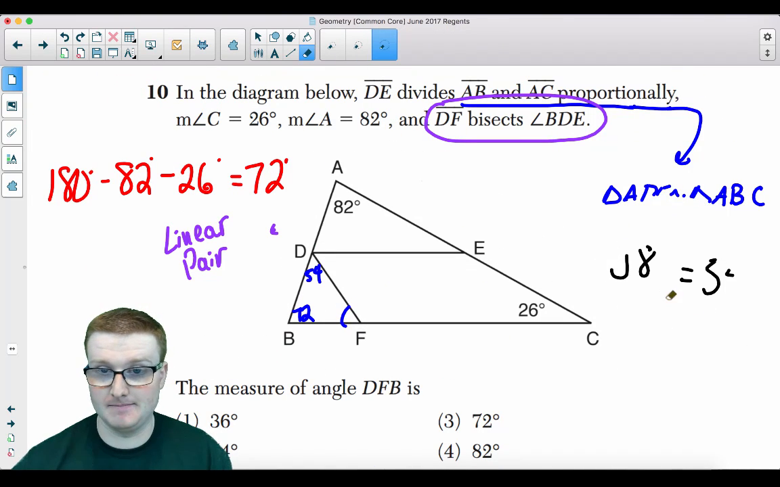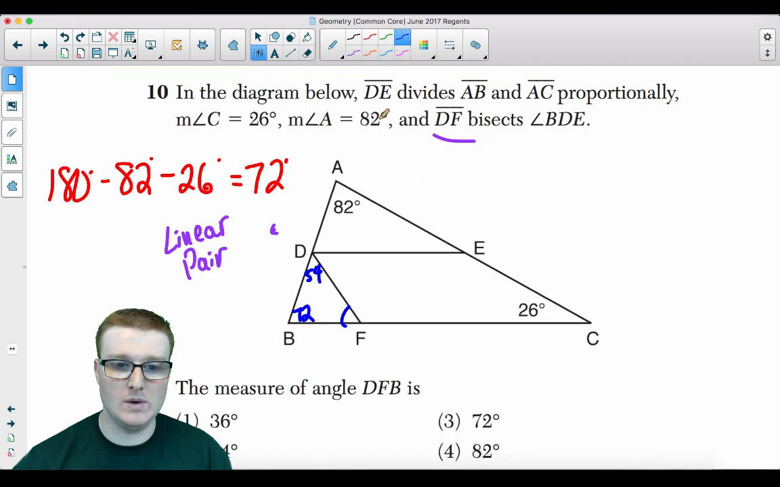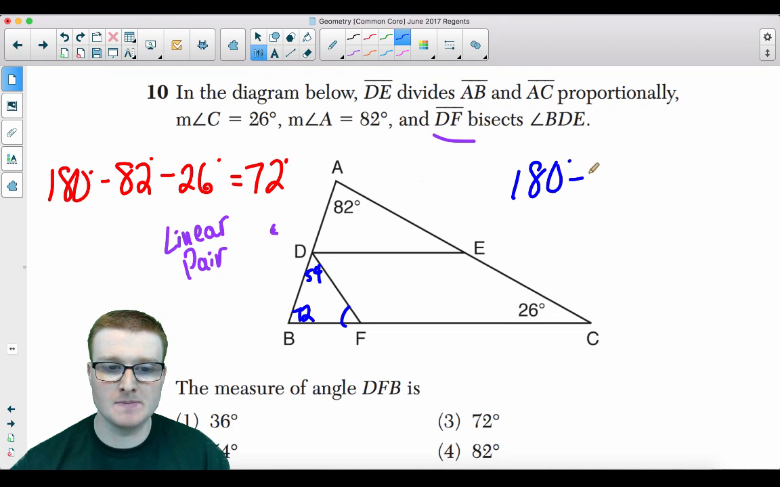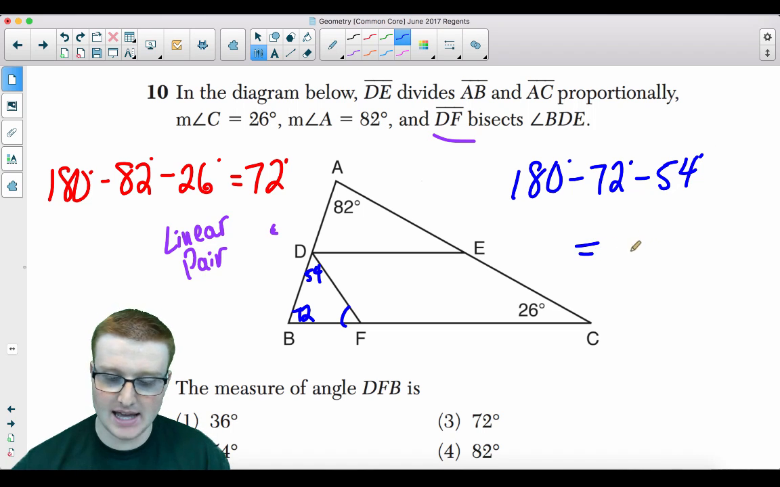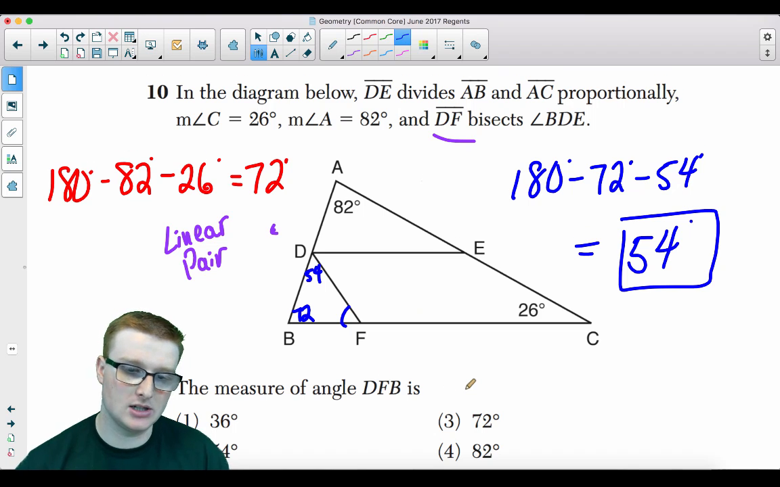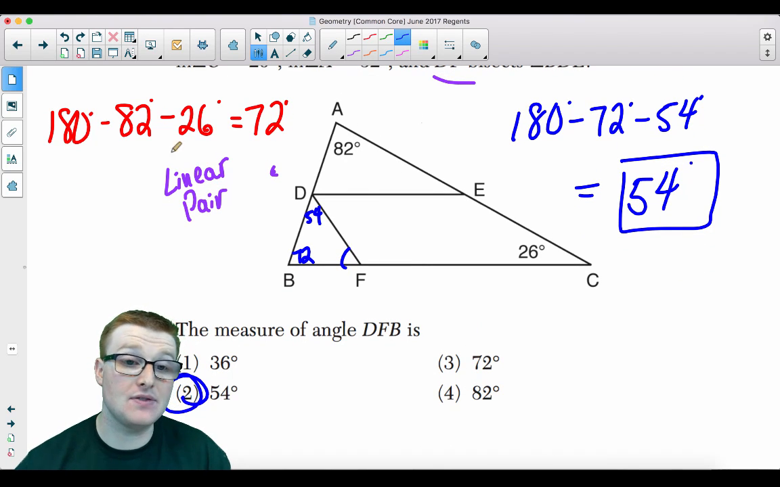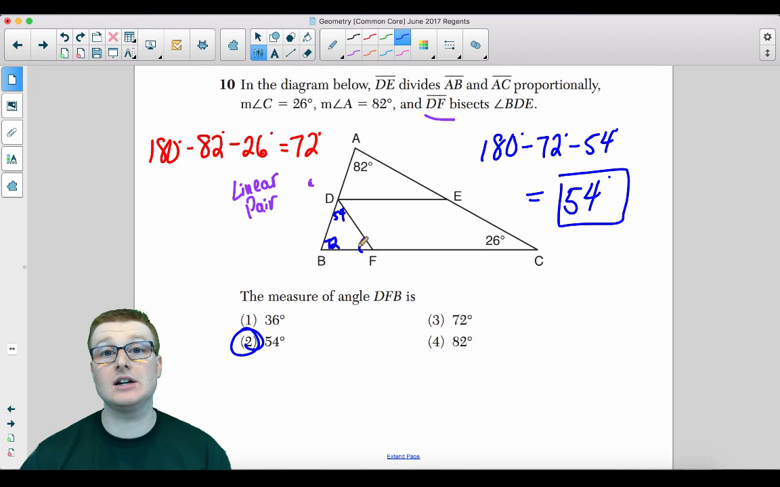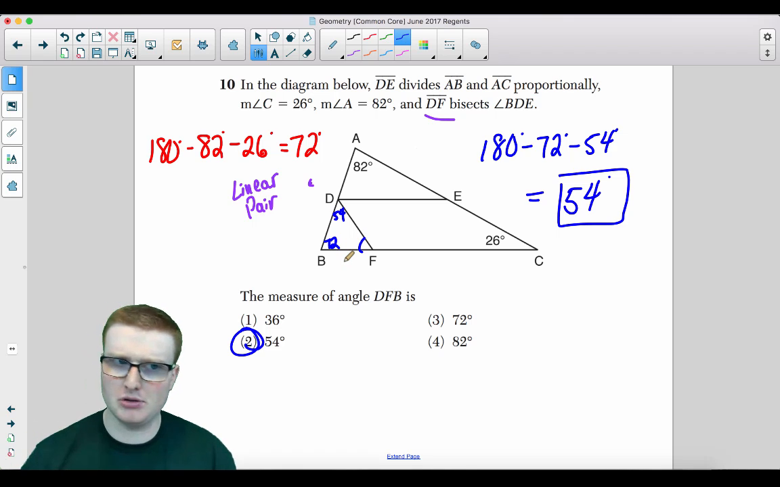So let's do it right now. We get 180 degrees minus the 72 degrees minus the 54 degrees, and we get a final answer of 54 degrees. Sweet. Choice 2. And it just so happens that this triangle, this little triangle in here, is isosceles. Just to throw it out there.